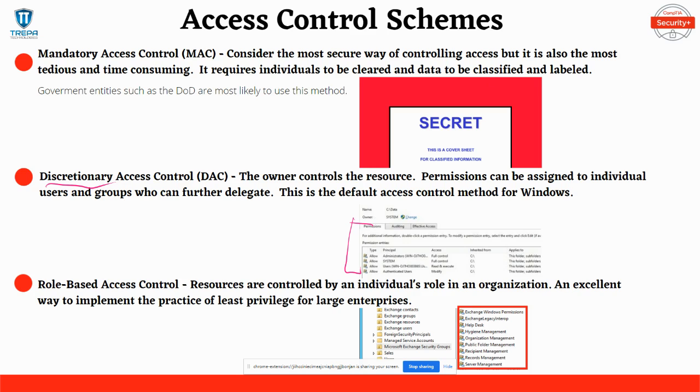And then we have role-based access control. With role-based access control, resources are controlled by what an individual's responsibilities are, or their job role. So, for example, suppose an administrator is hired for database development or they're a database engineer. In that case, they will be given access to the database servers, but they will not need access to the Exchange servers because that is not a part of their role as a database administrator. So, think of role-based access control as a way to give people exactly what they need.